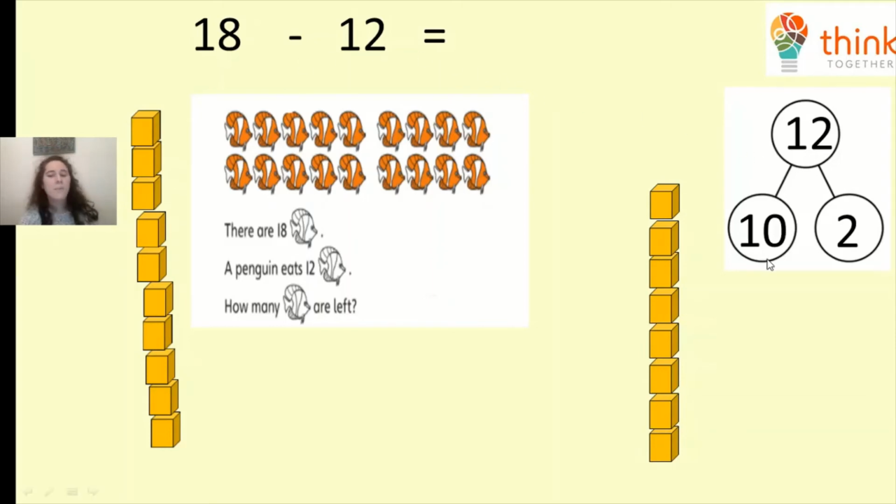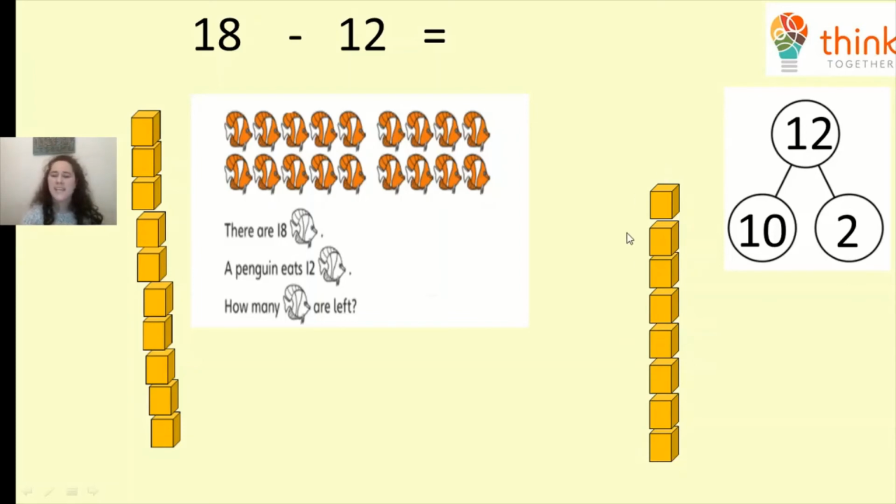Fantastic. Looking at my part-whole model, I've taken away my group of 10. Now I need to take away those remaining 2 to make sure I've taken away 12 altogether. So where do I need to take my 2 from? Do I need to take it from this group of 10, or do I need to take it from what is remaining over here, my 1s?